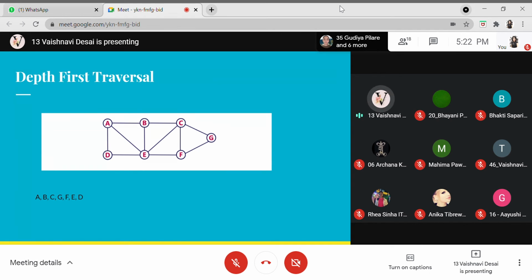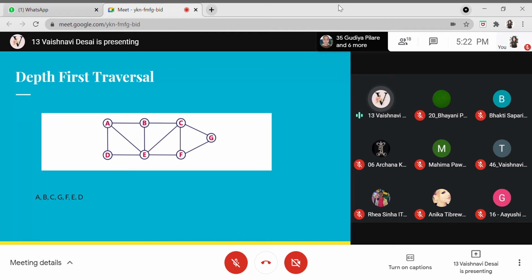What happens in depth first traversal is, let's say you take a node A. Now, A is connected to D, B, and E. As you're traversing depth first, you will go deep into one particular node. So you consider the node B. B is connected to E, C, and A, but A is already visited. So B is connected to E and C. You take one single node C and visit that. After C, C is connected to G and F. You take one single node G and visit that.